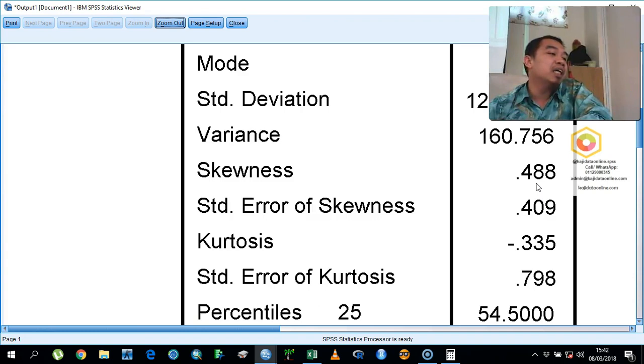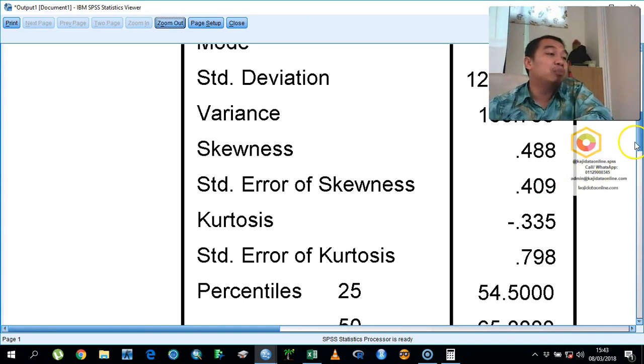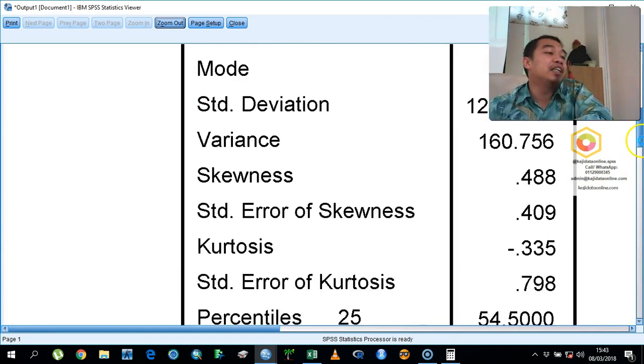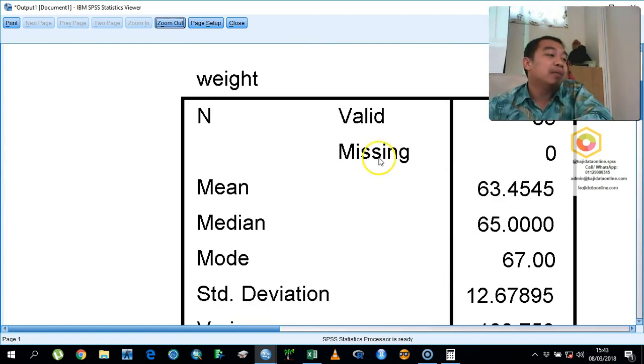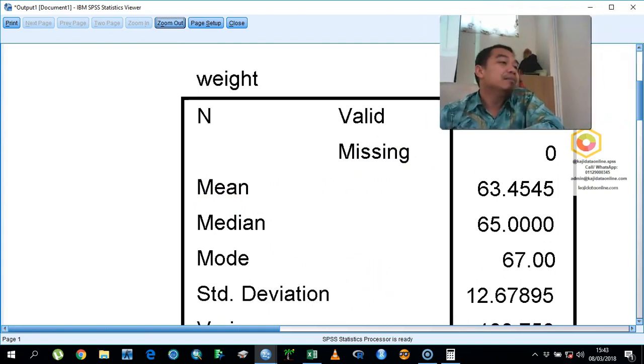So for me, I am fully justified that this data is normally tabulated. I would say that, okay, this data is good because it's tabulated normally. And then I can use the parametric test. Faham tak? I can use the parametric test and I'm convinced to focus on the mean and standard deviations for the focus of the discussions of the data.